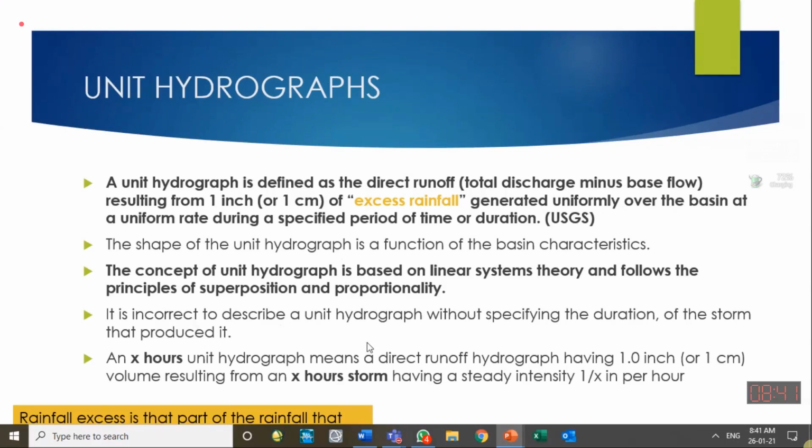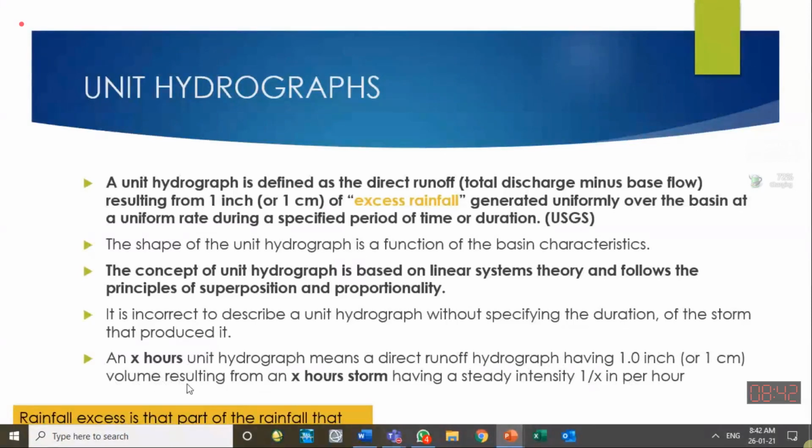Okay, so it is necessary to describe a unit hydrograph by specifying its storm duration. An X-hour unit hydrograph means this X mentions the storm duration. For example, we say this is a 3-hour unit hydrograph. It does not mean the base length of the unit hydrograph is 3 hours. It means the storm which generated this unit hydrograph is 3 hours. So an X-hour unit hydrograph means a direct runoff hydrograph having 1 inch or a unit rainfall volume.